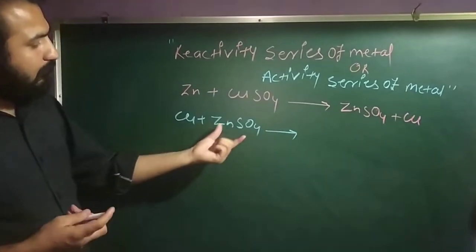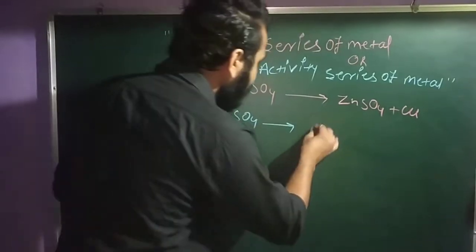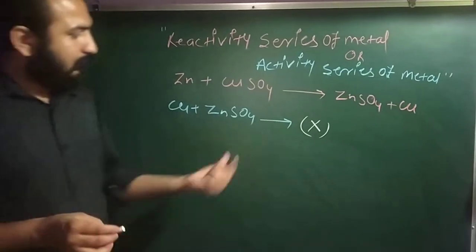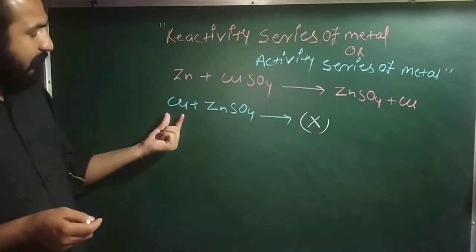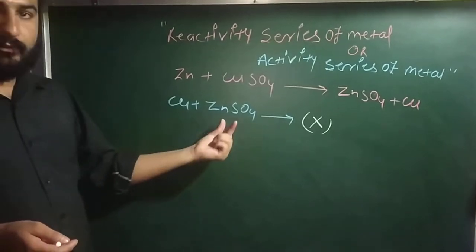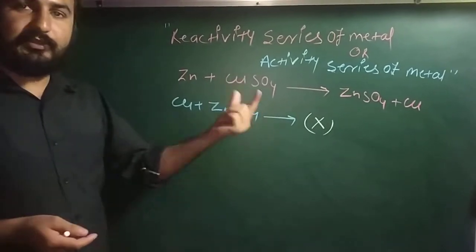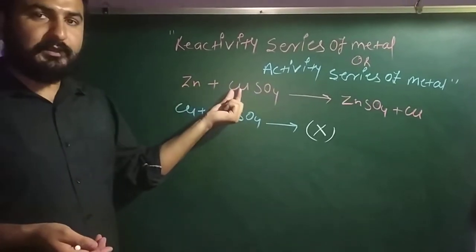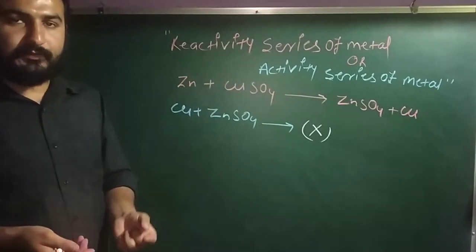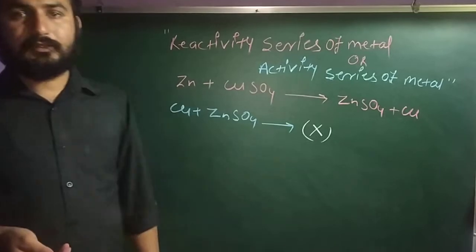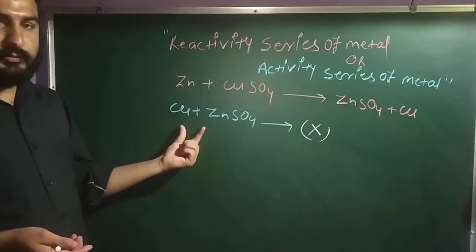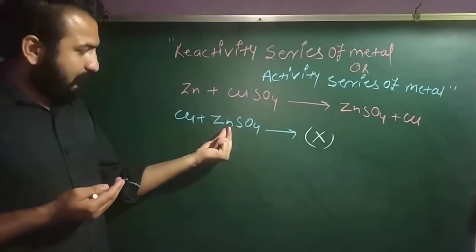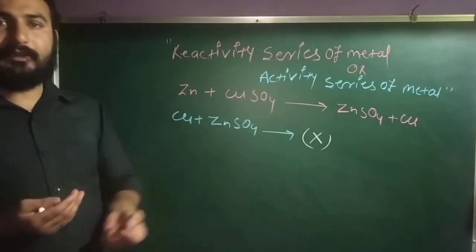So after the chemical reaction we can say that there is no chemical reaction. Clear? There is no chemical reaction. That means the copper is not able to displace zinc from its zinc sulfate solution. Here the zinc displaces copper from its copper sulfate solution and forms ZnSO4 and copper. But here copper is not able to displace or remove zinc from its zinc sulfate solution.